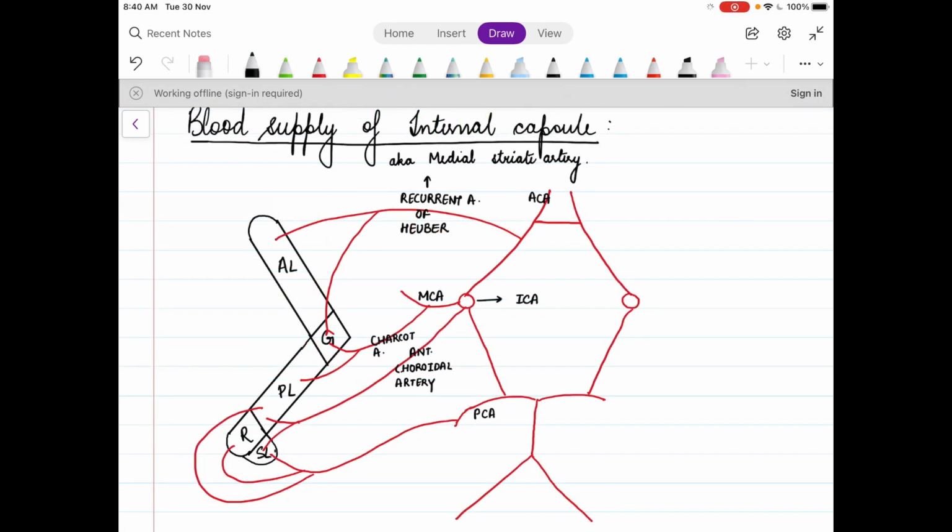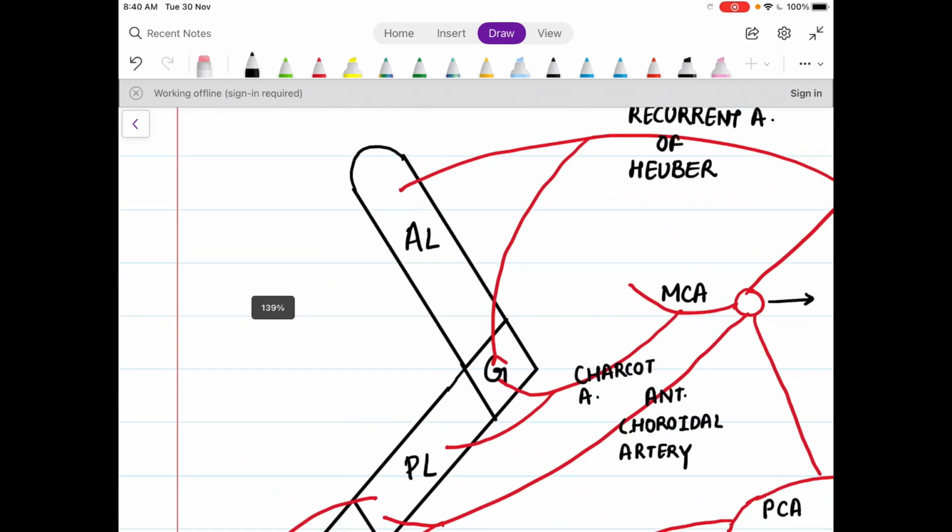Last but not the least, we are going to talk about the very important blood supply of internal capsule. I have simplified the blood supply of internal capsule in a way that if you read this diagram carefully, then you won't be needing any additional text, and this is very important for your subjective and for your objective point of view. So let's see.